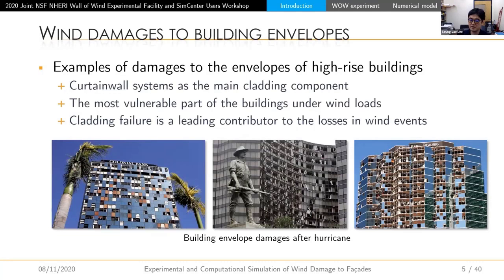All right, so many high-rise buildings use curtain wall systems as the main cladding component. These cladding components remain the most vulnerable part of the buildings under wind loads. As you can see in these photos, wind damage is often done to building envelopes in extreme winds, although the structure of the building survived. This type of cladding failure is a leading contributor to astronomical economic losses in wind events, which are often estimated at more than $30 billion per year in the United States.